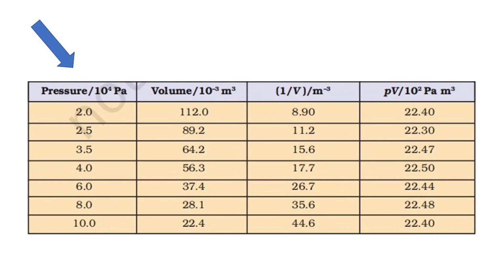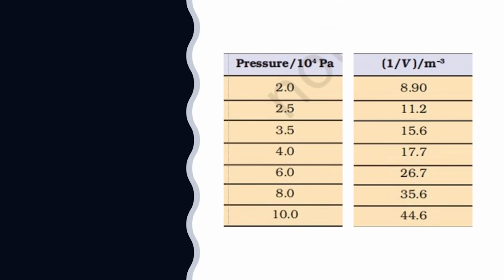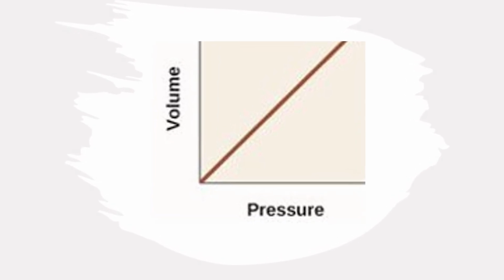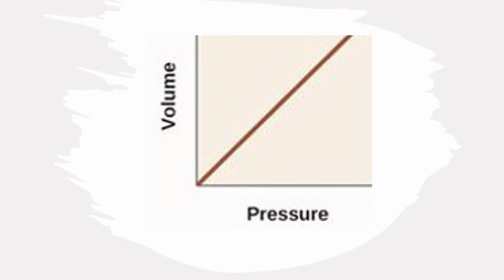Now let us consider columns 1 and 3 of the previous table. Column 1 is pressure and column 3 is 1 by V, that means the reciprocal of the volume. How do the values of 1 by V vary with the pressure? Yes, they are directly proportional. So please try to draw the graph connecting pressure versus 1 by V. Yes, the graph will look like this.